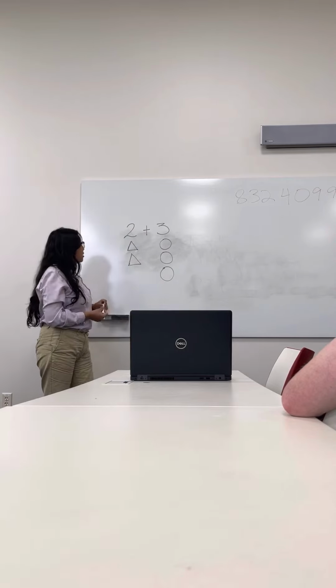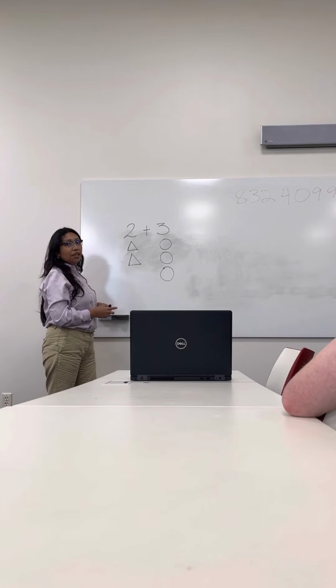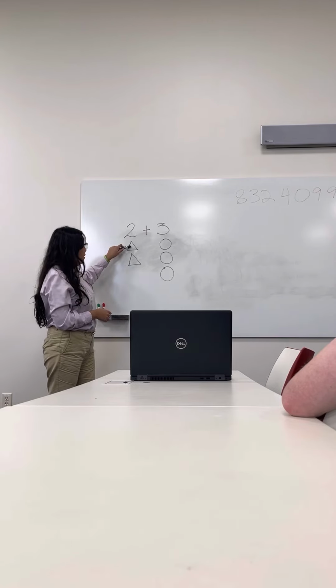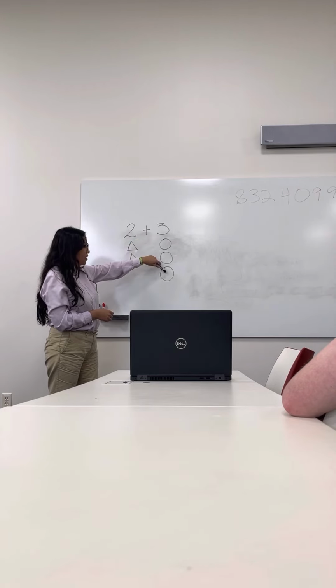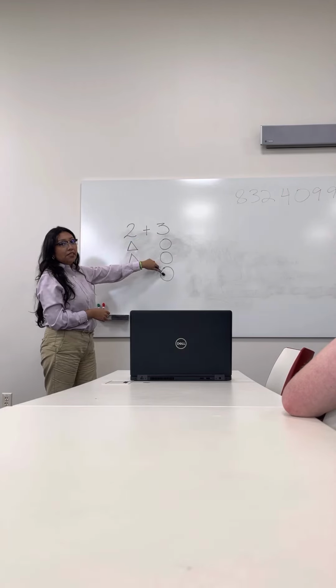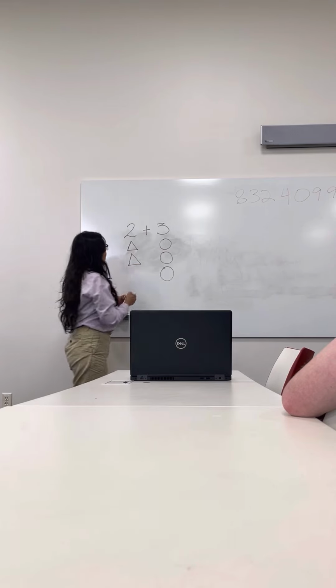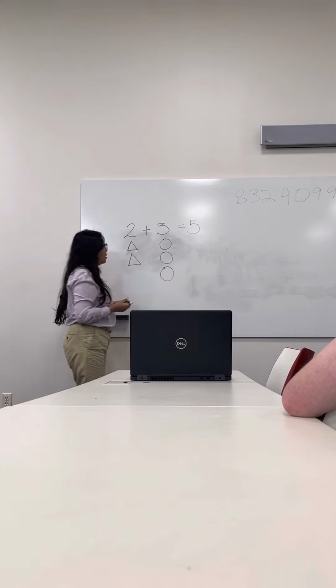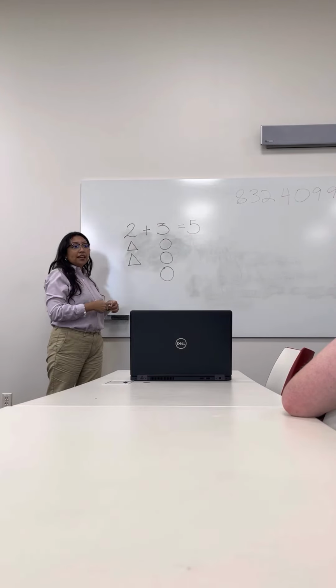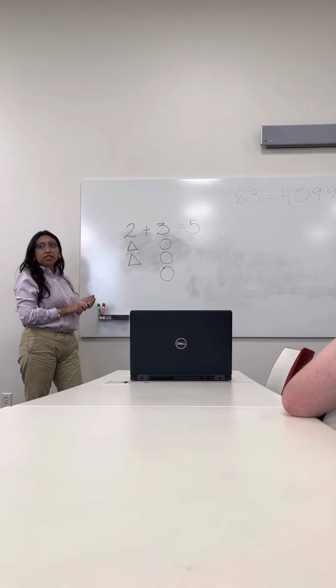All right. So everybody count out loud with me. 1, 2, 3, 4, 5. So that means there are 5 shapes. Okay, so 2 plus 3 is 5. Does anybody have any questions?